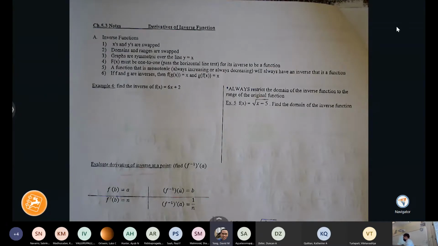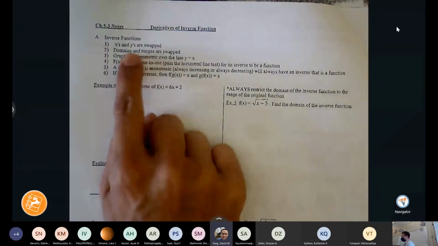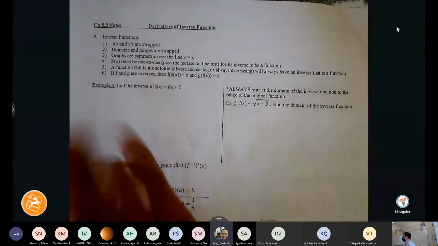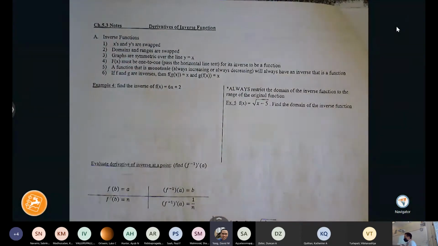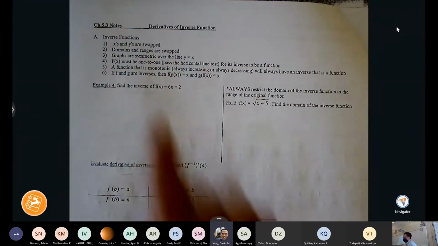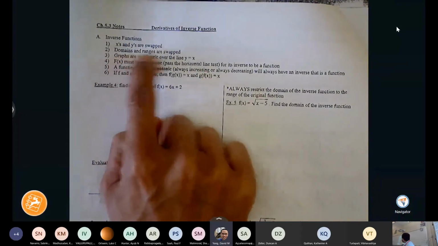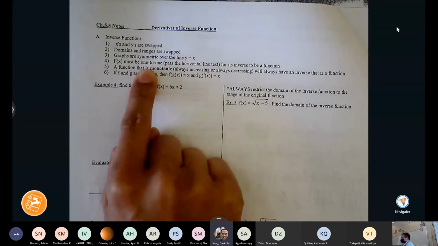So this topic is inverse functions and derivatives of inverse functions, but I'm going to review inverse functions first. So a function and its inverse, their x's and y's are going to be swapped. Any ordered pair on one function, there's going to be that same pair, but the x's are y's and the y's are x's now. Which means that if all my ordered pairs are flip-flopped, then my domain and range are also going to be swapped.